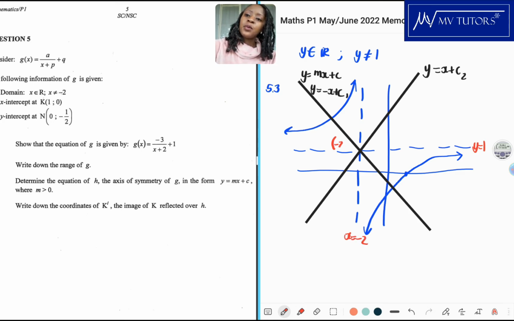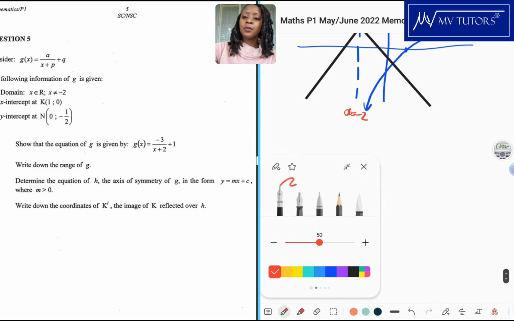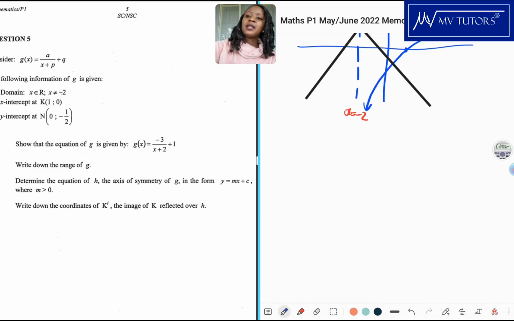So we know that the point of intersection is (-2, 1). Okay, so we are happy because we can now determine what the equation is. Our gradient, like I said, is positive 1 because they told us m has to be bigger than 0. And then our point is (-2, 1).